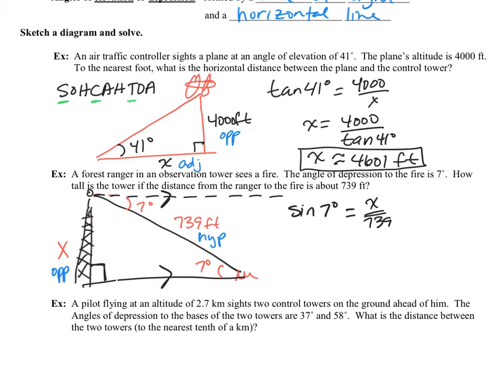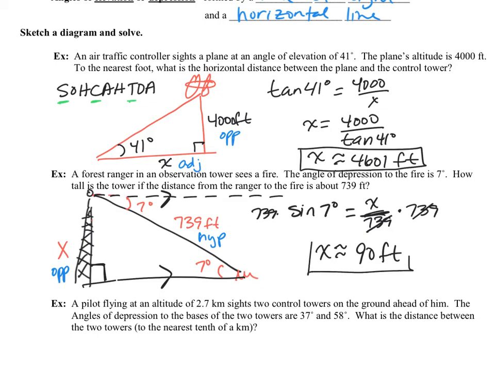So you can see that this equation is very simple to solve. All we need to do is multiply both sides by 739. So grab a calculator, make sure it's in degree mode. You're going to take 739 times the sine of 7 degrees, and we're going to get x to be approximately 90 feet. I'm going to go ahead and round that to the nearest foot, just from the context of the problem that says that the distance from the ranger to the fire is about 739 feet. So since this measure was rounded to the nearest foot, we're going to round the height of the tower to 90 feet.